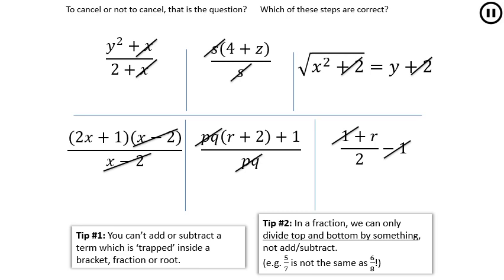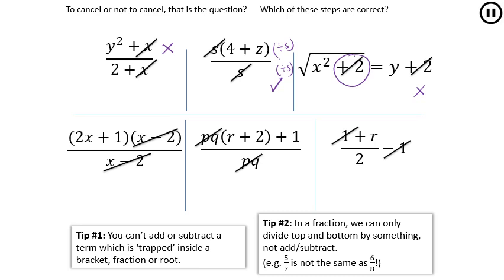Chance to practice this. Pause the video, think through which of these are correct. The first one's not, because we've got a fraction and we've taken away our variable from the top and bottom. The second one is correct because we've divided the top and bottom by the same thing. The third one, we had our number here trapped inside a root, so we cannot just take that away from there. That's not correct.